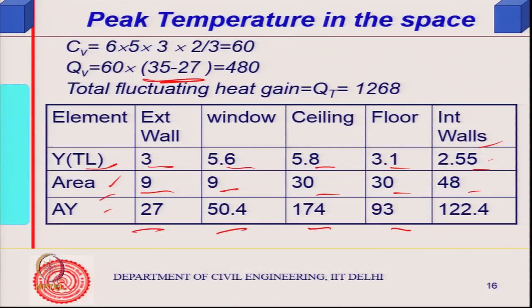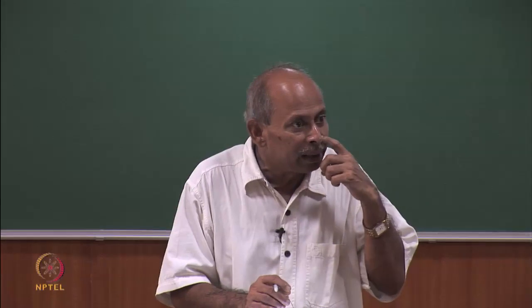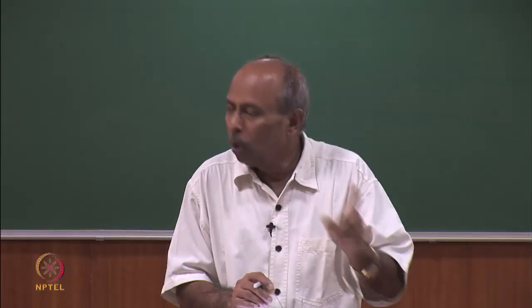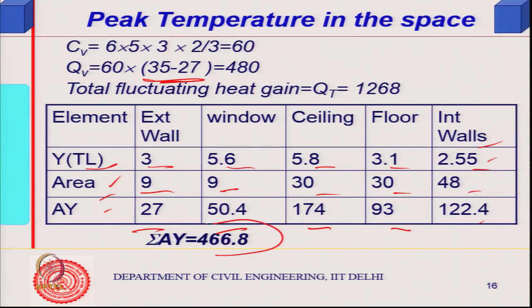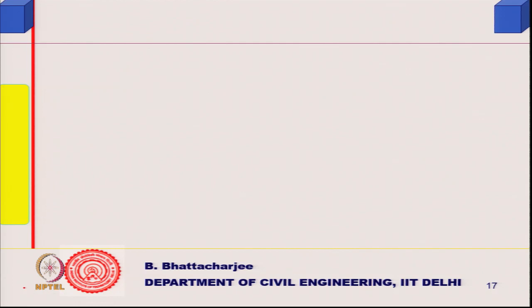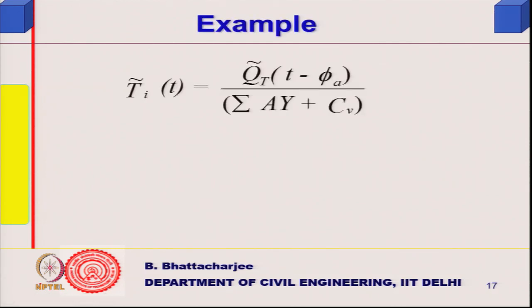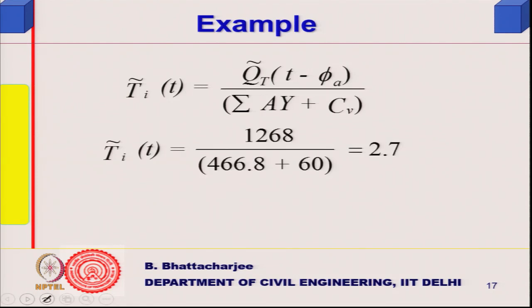So, what we do is we calculate Ay for all the walls here. While calculating the heat gain, you take specific ones, while calculating the sum of the admittances multiplied by area, it is for all the walls. So, that is what we do, and then this sum is 466.8. So, what is my Ti swing? This divided by this plus Cv. So, this plus Cv, let us see what it is, 1268 divided by this, so 2.7.